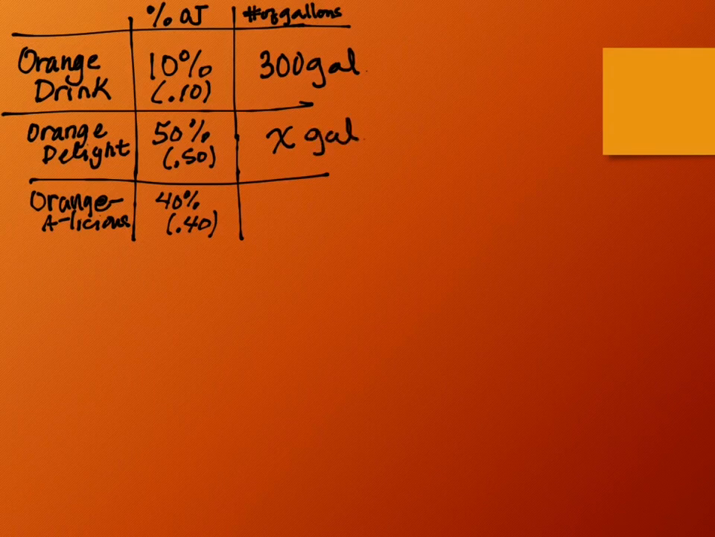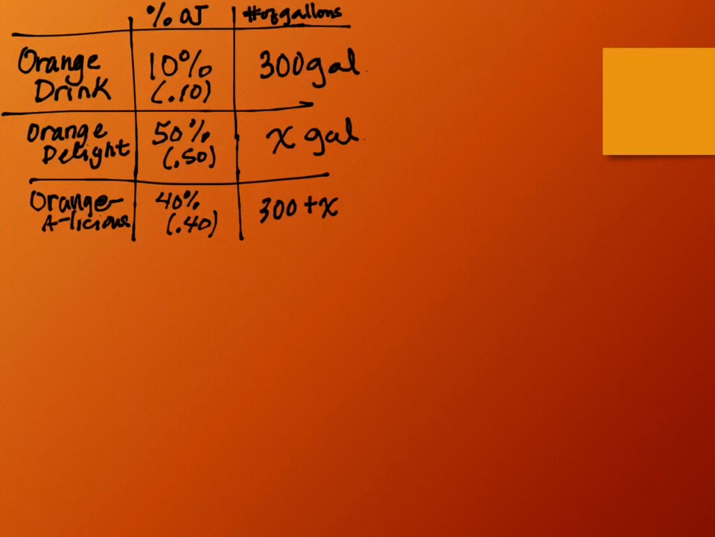How much are we going to have after we mix them together of Orangelicious? X plus 300. Good. Okay, so they're going to be added together, right? We've added two different things together. They add to their total amount. It's not like mixing dirt and water. It's two drinks. The volumes just add, okay? All right, cool.